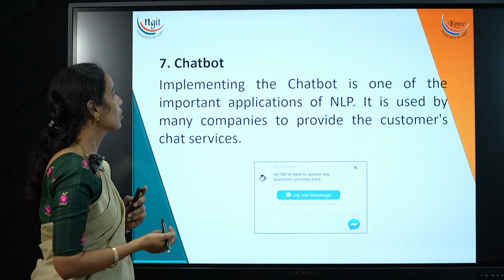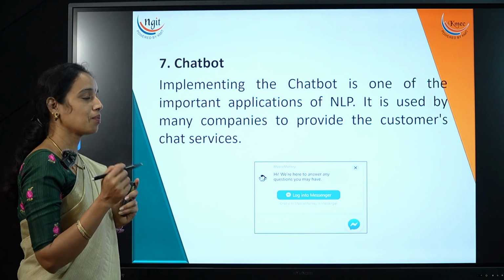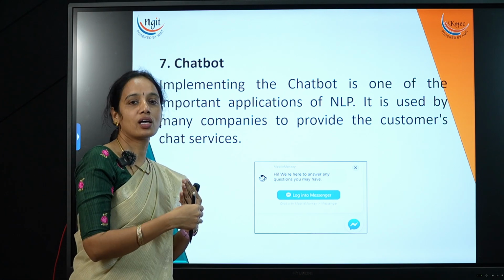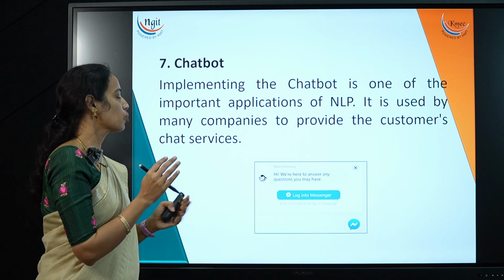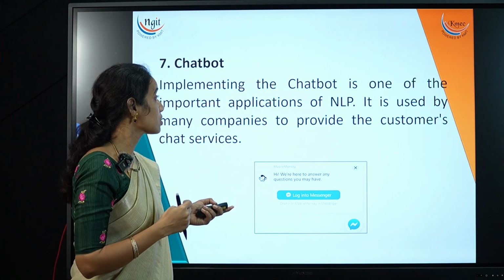Next, chatbot. We know that implementing a chatbot is one of the important applications of NLP. We write something, and our device is going to respond to the queries we ask. That is used by many companies to provide customer chat services. Maybe you have already used chatbot services.